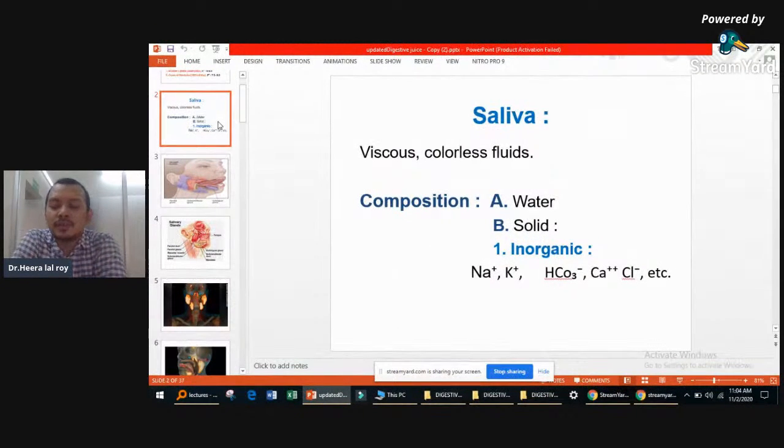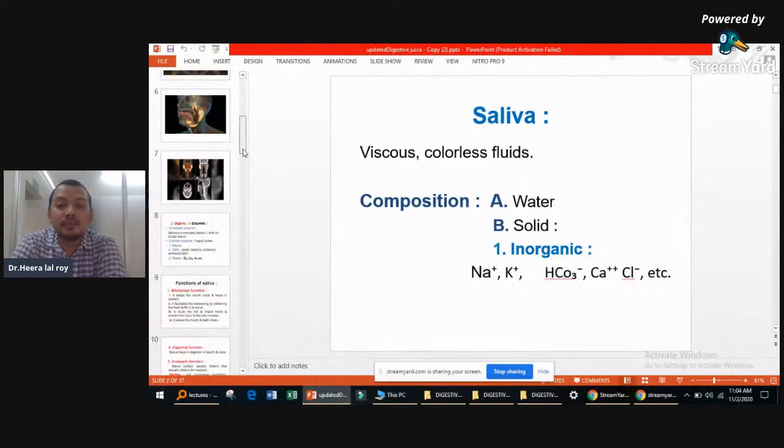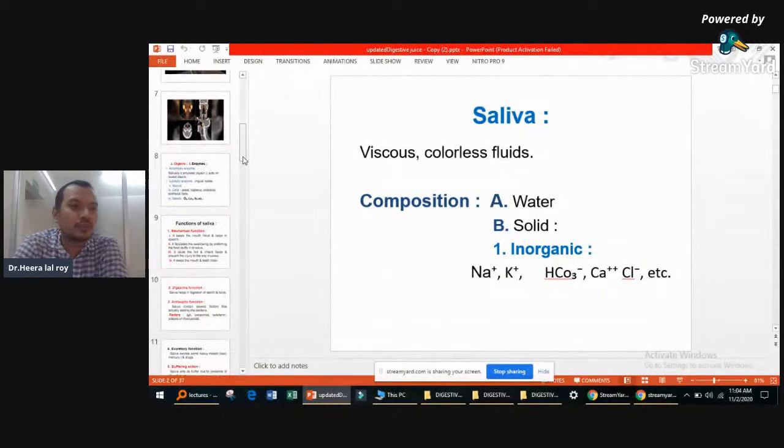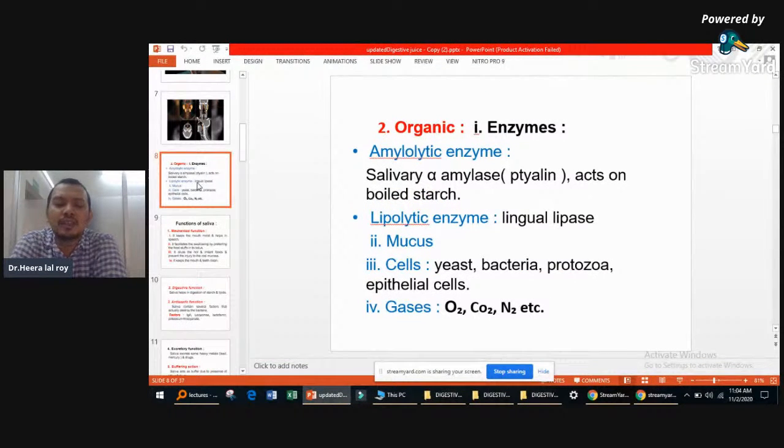Now, what is the composition of saliva? What is water? What is solid? And in the solid part, we will get organic and inorganic. Inorganic means all those cations and anions, and in organic you will get some enzymes. It's very important. You will get an amylolytic enzyme, that is salivary alpha amylase, and that only acts on boiled starch. It will break down the boiled starch. We'll go to the functions later. And you also have lipolytic agents, or lingual lipase, and you will get mucus and cells, that is yeast, bacteria, protozoa, and gases, and the gases are oxygen, carbon dioxide, and all those things.